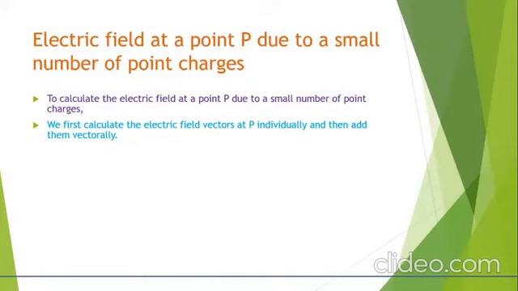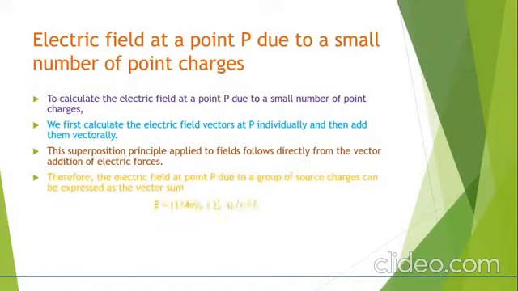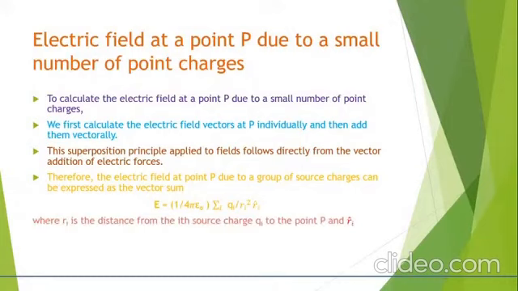Then the principle of superposition is applied, which follows directly from the vector addition of the electric forces. Therefore, the electric field at point P due to a group of source charges can be expressed as a vector sum: E equals 1 over 4 pi epsilon naught, summation over i of qi over Ri squared, times Ri unit vector. Here Ri is the distance of the ith source charge qi to the point P, and the Ri unit vector is directed from qi towards P.